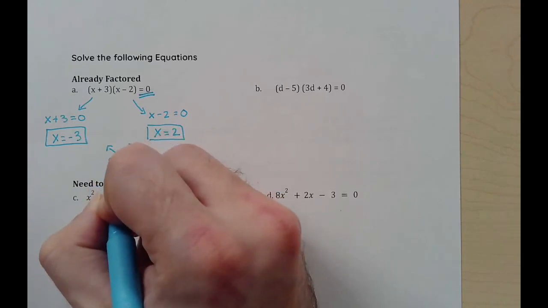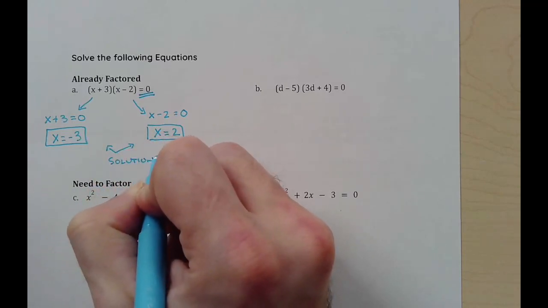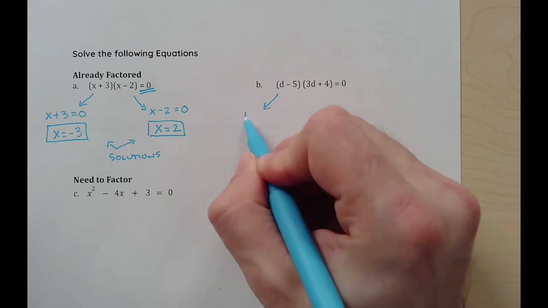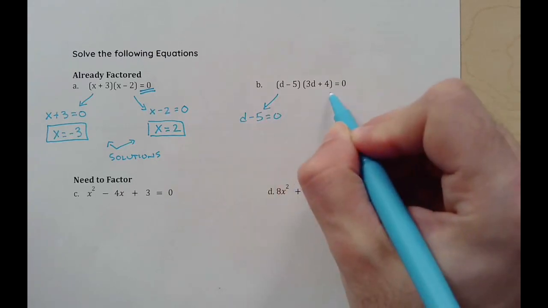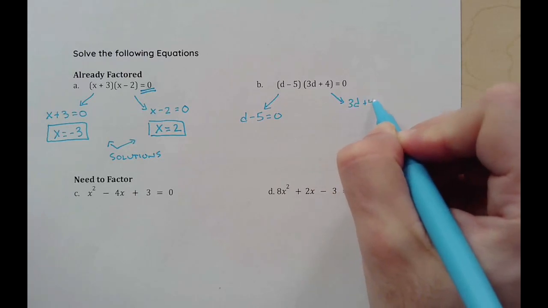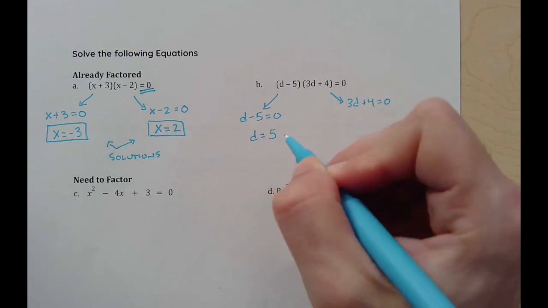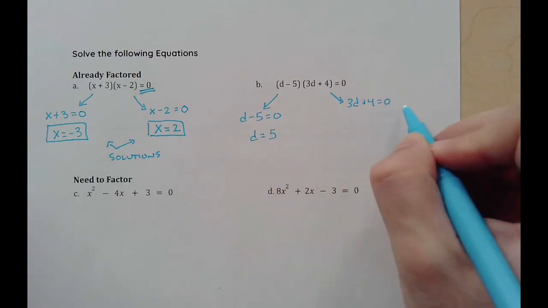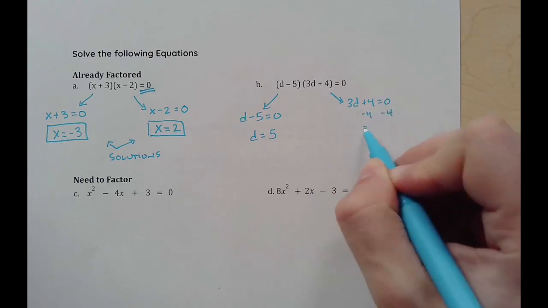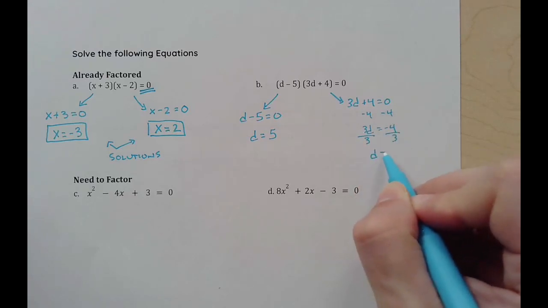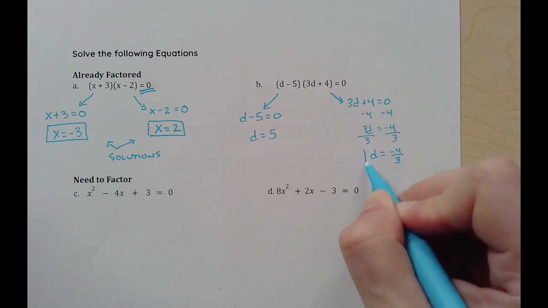Just a quick note that these are the solutions. You could call them roots, zeros, or the x-intercepts. Looking at B, again, we're already factored, so we're not doing that process on our own. I'm going to find out when does d minus 5 equal 0, and when does 3d plus 4 equal 0. Solving here, we know that d equals 5, and on the right side, we would subtract the 4 and then divide by the 3, giving us a solution of negative 4 thirds.